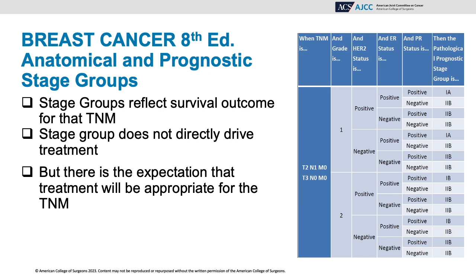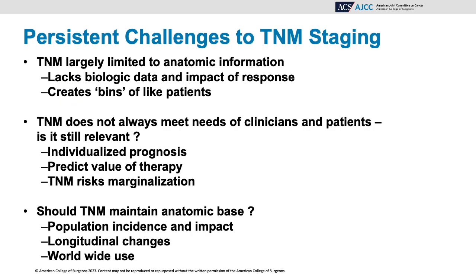It used to be that you could memorize these tables, but I think there are over 400 different elements in the tables now, so you really must use the table. There are challenges. TNM is largely limited to anatomic factors, has no biologic information, and creates very large bins of patients. TNM doesn't meet the need of clinicians and patients, but it's still relevant, because not everywhere will all the other factors be available. So we still need something for worldwide use. So the TNM categorization still remains very, very important in cancer treatment.